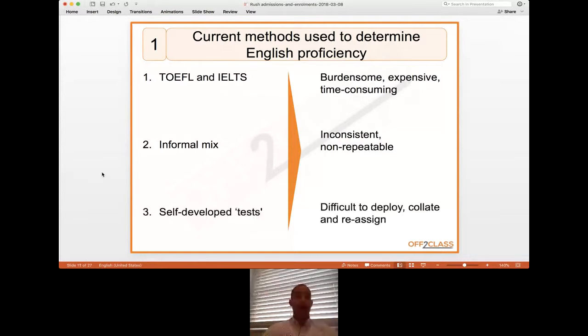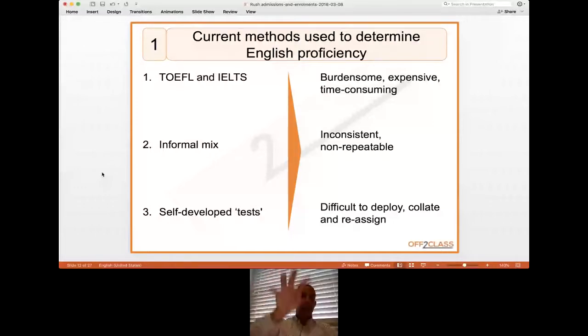self-developed tests. So many schools over the years have developed their own tests. Usually it was an ESL teacher or an academic director at some point in the history of the institution who decided that they required their own test, and they developed their own. Sometimes they're online, sometimes they're not. We still come across schools that have paper-based tests, but even if it's an online test, it's usually going to be a very simple kind of web form.